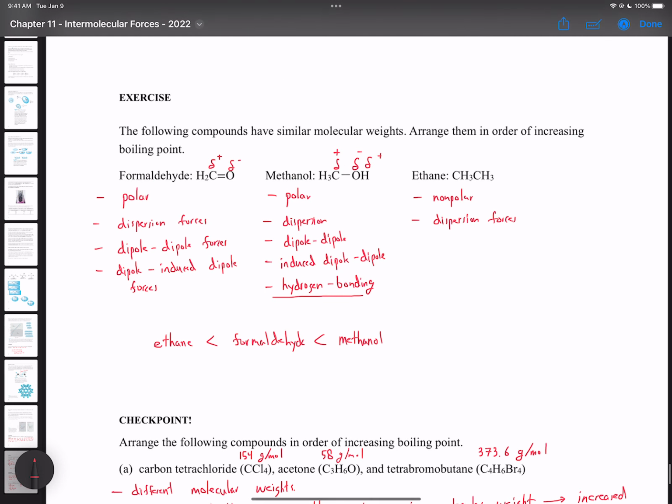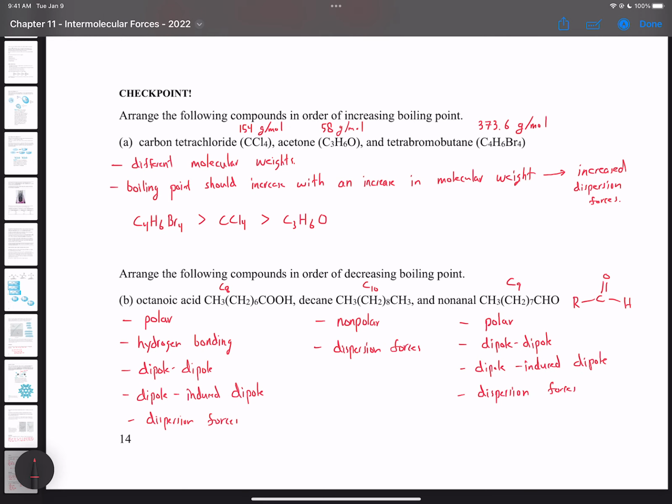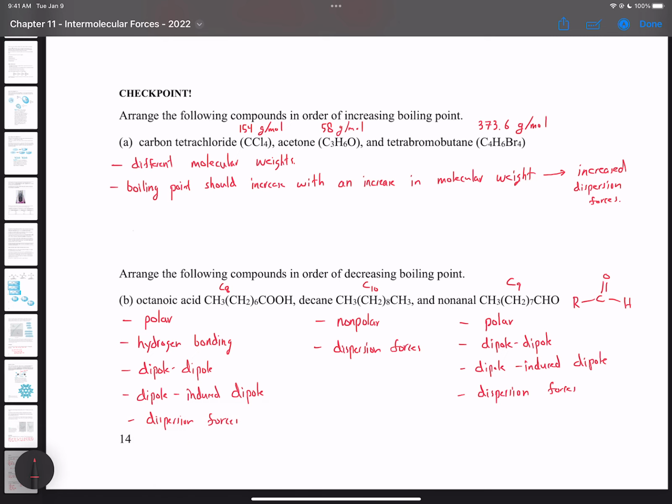I guess I didn't. Did I? Okay, I think I did this backwards. So let's go back a bit. So it said increasing boiling point. So in this case, we have to arrange it differently. So we're going to say C3H6O is less than CCl4. And because in this way, it's increasing boiling point. And this will be the bromine, C4H6Br4.